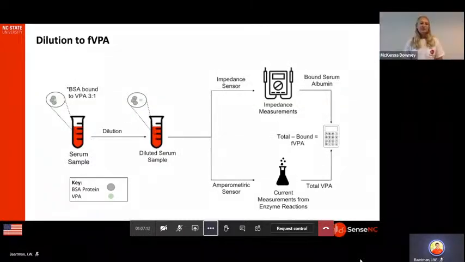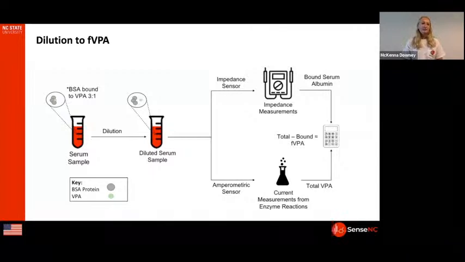In order to measure the free fraction of valproic acid, we diluted the serum sample to a predetermined amount in order to unbind the valproic acid and albumin. The diluted sample will then only contain free valproic acid. The sample will be split and sent to the impedance sensor where the total amount of VPA bound to BSA will be determined. The other part of the sample will be sent to an Amperometric sensor where the amount of total VPA will be determined through a series of enzyme reactions taking place on an electrode.